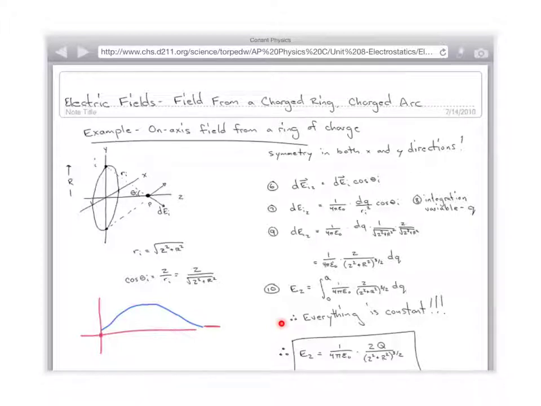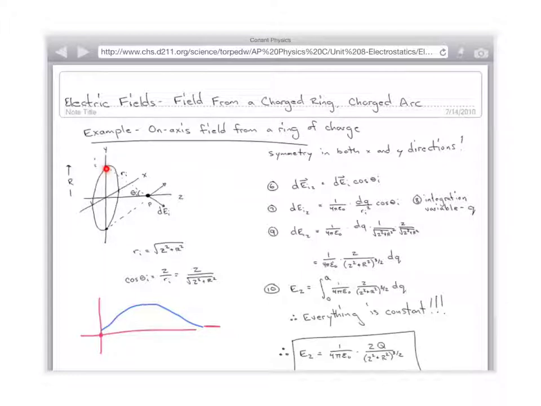All right, so let's look at the iPad. This is a circle, right? It's got a radius of r, and each little piece of dq has a length of dl, or ds maybe. But every piece of dl or ds is going to be the radius times the angle, if you're measuring in radians.